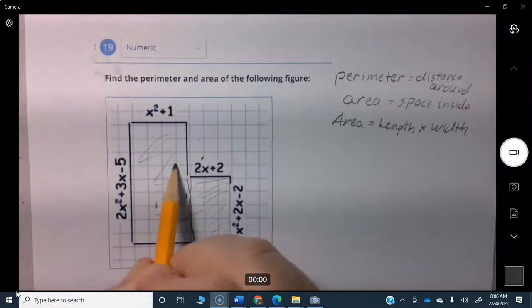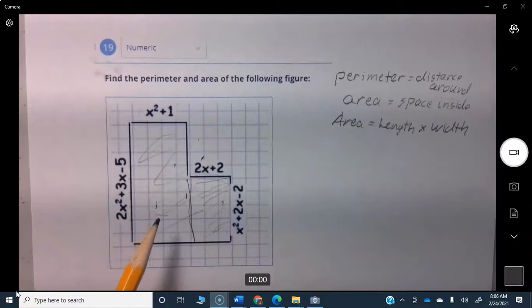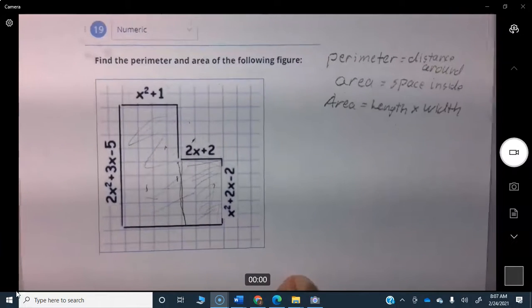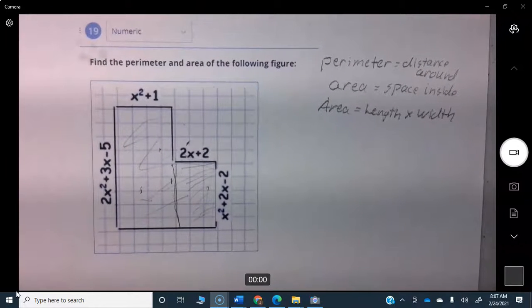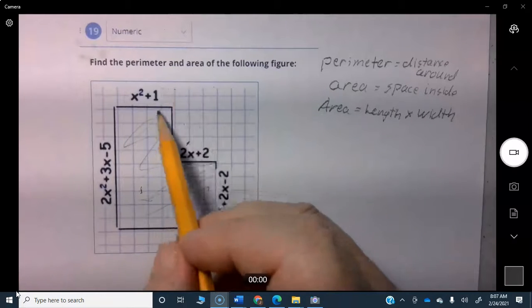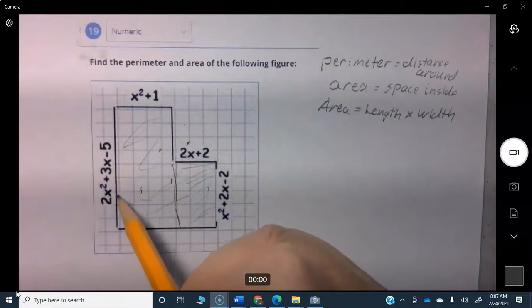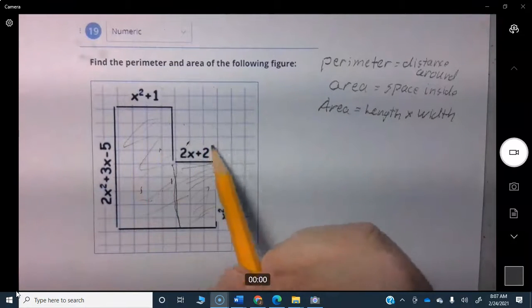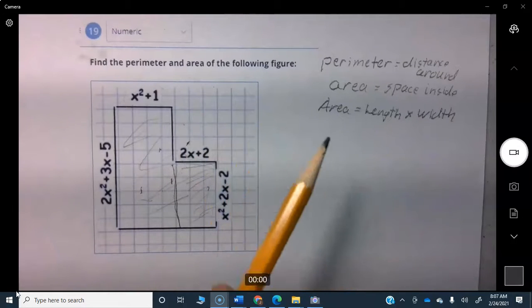If you have the area here and the area here, you add those together, and that'll give you the total area inside here. So that's the easiest way to approach this problem. There's a way of doing it by subtraction, but it's messy. You would figure out the area of this entire rectangle and then subtract out this part that's not a part of that rectangle.